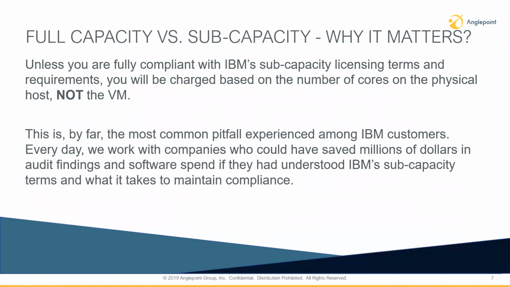Okay, so most customers, when they're deploying IBM software, will assign it to a virtual machine, and they'll designate, say, 2 cores to that machine to run that IBM software. Unless you are sub-cap compliant, IBM will not count the 2 cores. Instead, if that box is sitting on a 32-core host, IBM will count the 32 cores, not the 2 cores on which the software is actually installed.